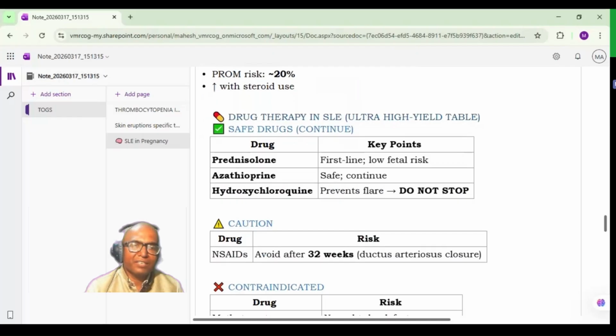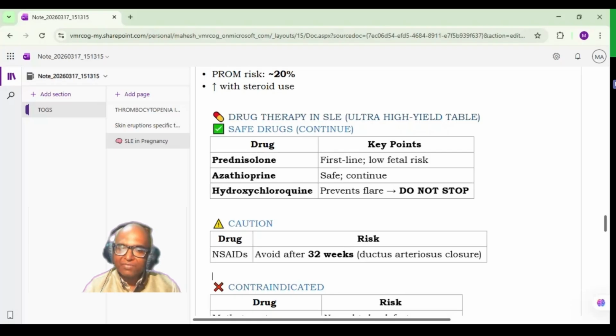Then what is the treatment? The safe treatment is prednisolone. Steroids are safe. Azathioprine, and hydroxychloroquine. So these are the treatment modalities for SLE. But when you start prednisolone, what are the things which you need to monitor? Mainly screening for diabetes mellitus. Okay, so prednisolone is the first line, and it has got a low fetal risk. Azathioprine is safe, and you can continue during the pregnancy if she is already on azathioprine. Hydroxychloroquine will prevent the flare. You don't have to stop hydroxychloroquine during the pregnancy.